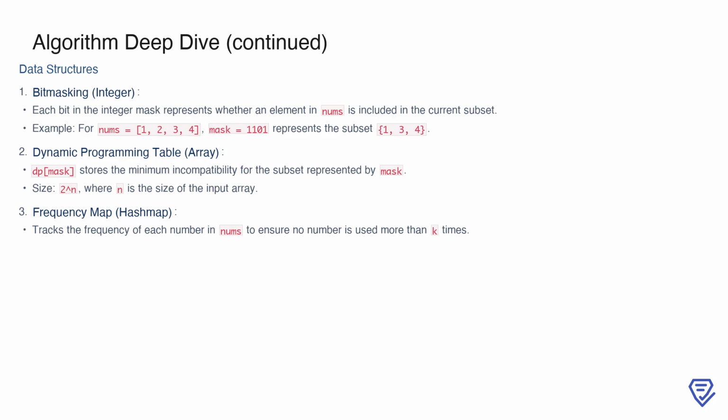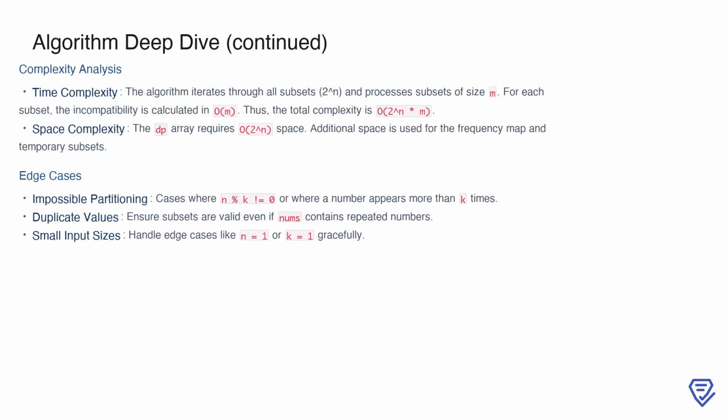Finally, a frequency map, implemented as a hash map, tracks the frequency of each number in nums. This ensures that no number is used in more than k subsets, which would violate the constraints. Analyzing the complexity, the algorithm iterates through all subsets represented by 2^n bit masks. For each bit mask, it processes subsets of size m, and calculating the incompatibility for a subset takes m time. This makes the overall time complexity O(2^n * m). In terms of space, the dp array requires O(2^n) space, while additional space is used for the frequency map and temporary subsets.